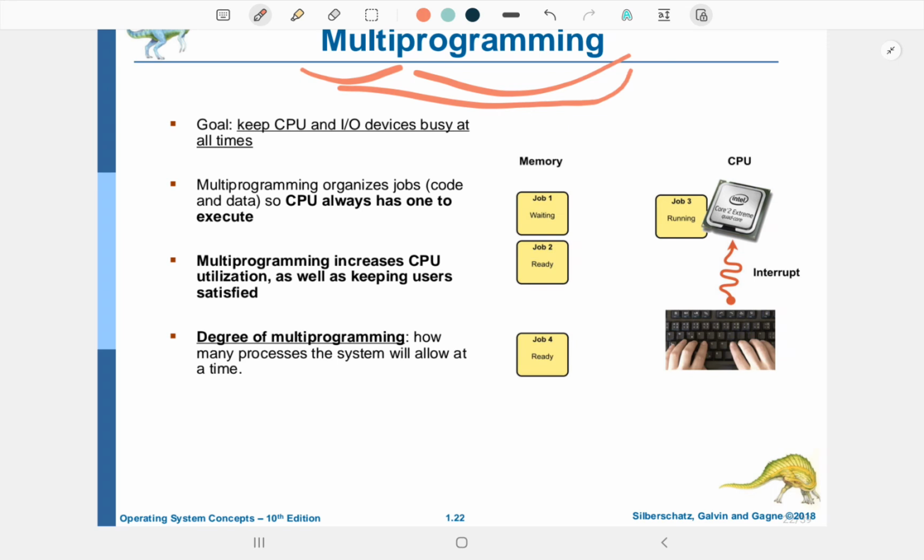The goal of the operating system is to always keep the CPU and the devices busy at all times, because these are very precious resources that the OS manages, and it doesn't want to waste its cycles. So it schedules and organizes the different tasks and jobs on the system so that these resources always have a job to execute. Now that we know what multi-programming is, the degree of multi-programming is simply the number of tasks or programs that we have running on the system at a given time.